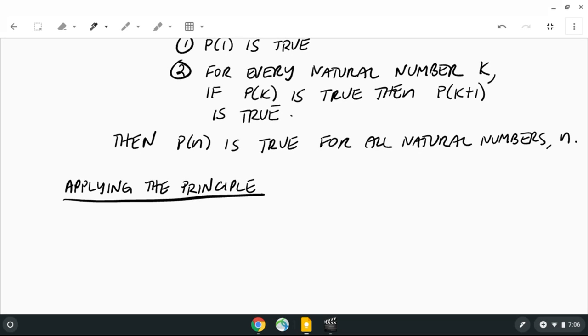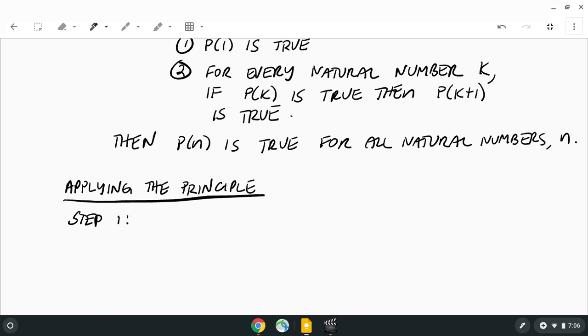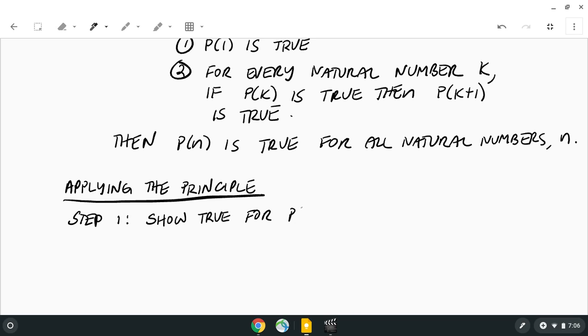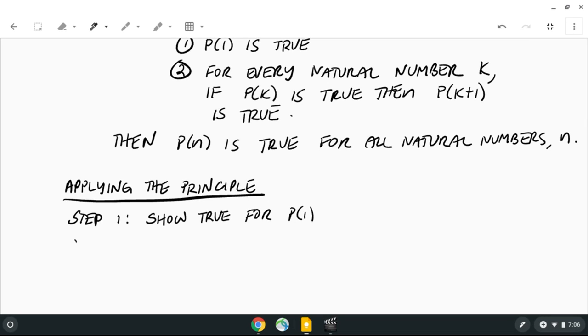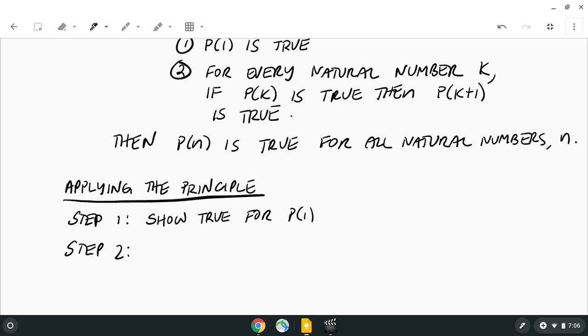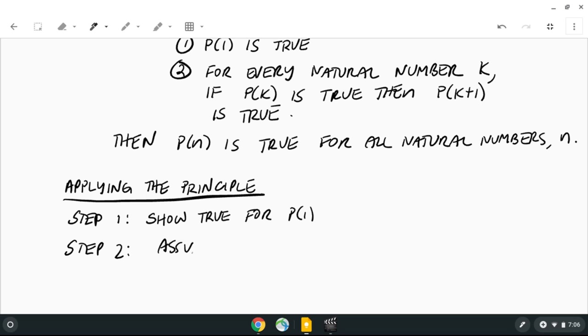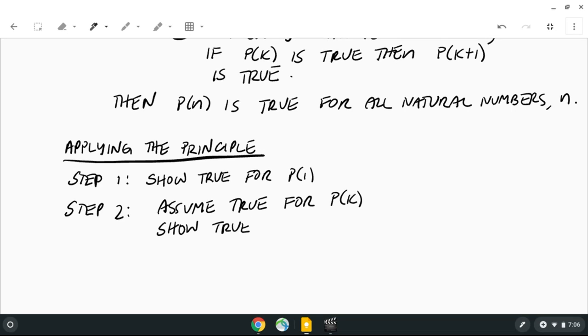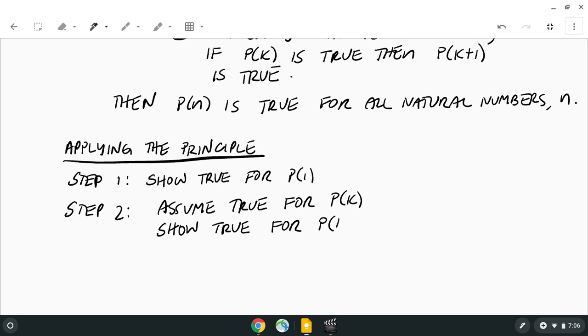Okay, so step one, we're going to prove that it's true, or show true for P of 1. And for step 2, we're going to assume true for P of k. And what we have to do is show true for P of k plus 1.